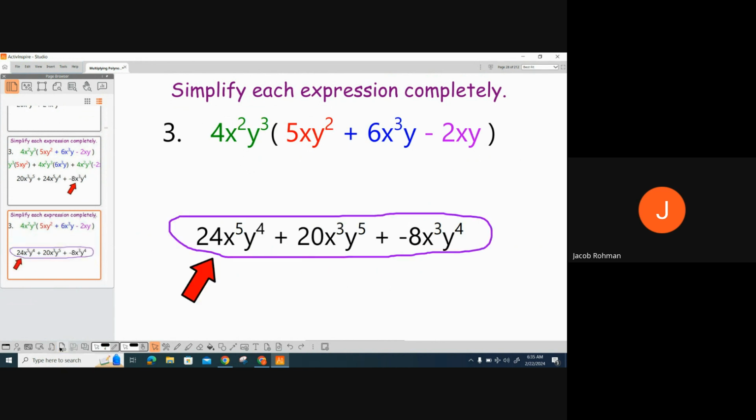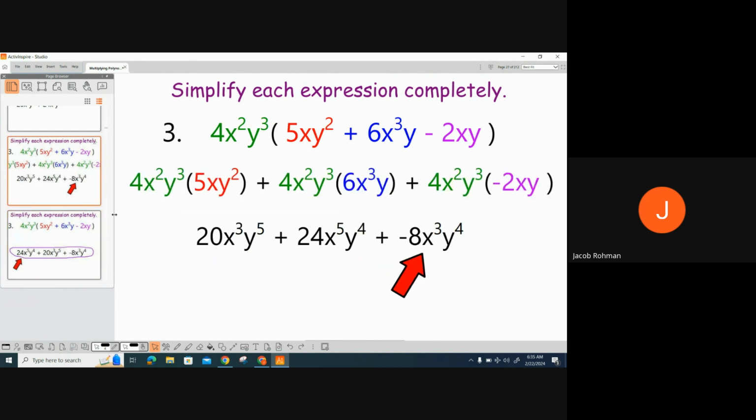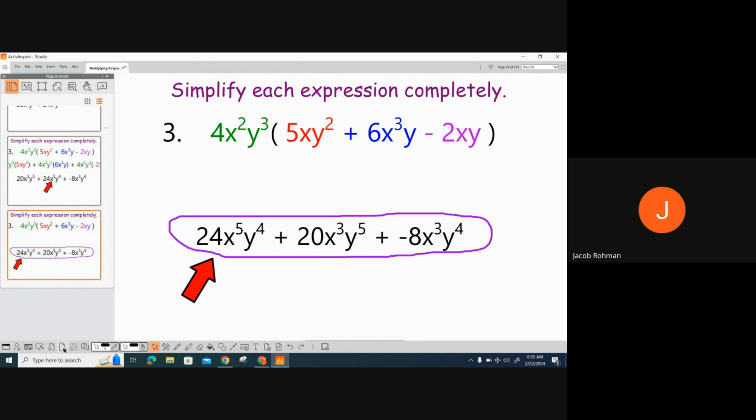And then we rearrange this. If you notice, we rearrange the terms so that the highest exponent here, which is x to the 5th, we're going to put that as the first term.